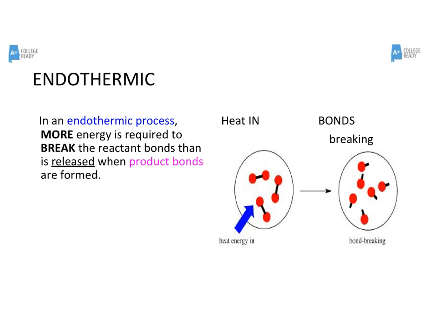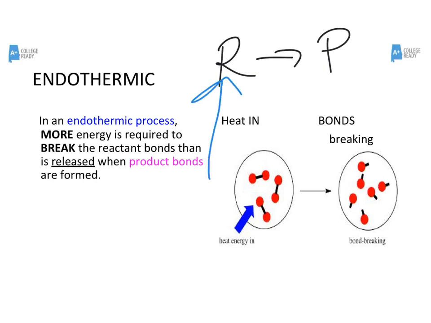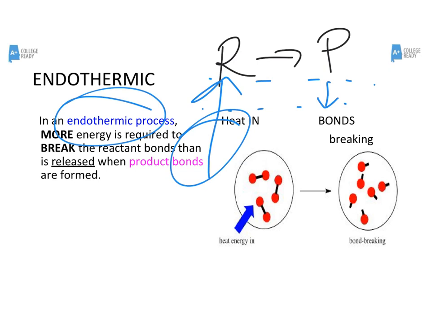In an endothermic process, more energy is required to break the reactant bonds than is released when product bonds are formed. So let's look at our diagram again. If we've got reactants and products, for an endothermic reaction, more energy was required to break the reactant bonds than was released when the product bonds were formed. So we look at the net energy again. More energy had to come in to break the bonds than was released when the bonds were formed, therefore resulting in an endothermic process.